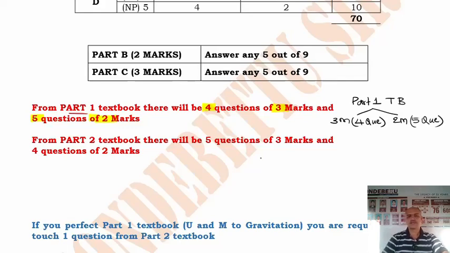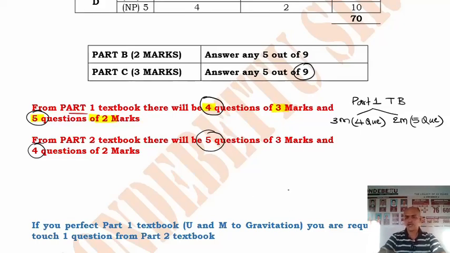Now as a precaution, sometimes you may feel 1 or 2 questions difficult. So you are required to do a few questions from the part 2 textbook. From the part 2 textbook, there will be a total of 5 questions of 3 marks. That is 4 from part 1, 5 from part 2, so total it will be 9. Similarly, for 2 marks, 5 questions will be from the part 1 textbook, 4 will be from part 2. Therefore total it will be 9.